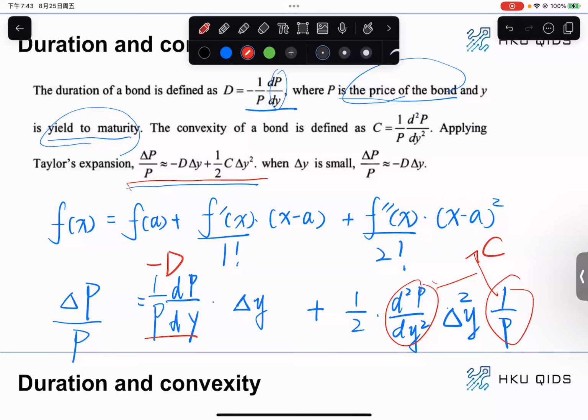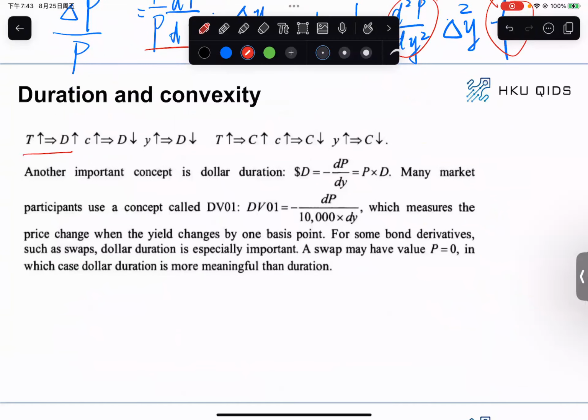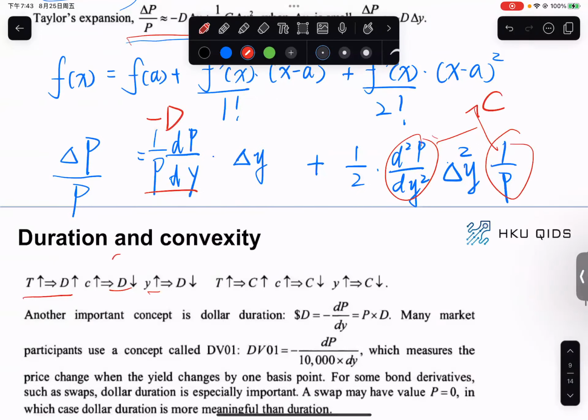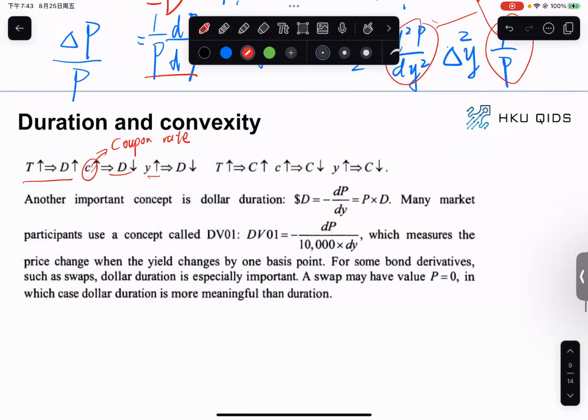Quite easy, huh? What you need to remember is that with more maturity, D is going to be higher, which means it is going to be more volatile. And with more yield, of course, it is going to decrease. Also, if there is a larger C, well, C is just the coupon rate, and it is fixed. For convexity, it's also the same: an increase in yield and coupon rate is going to decrease the convexity and the duration at the same time.